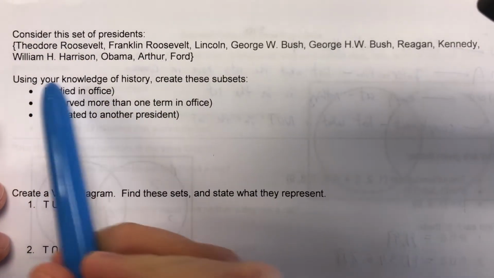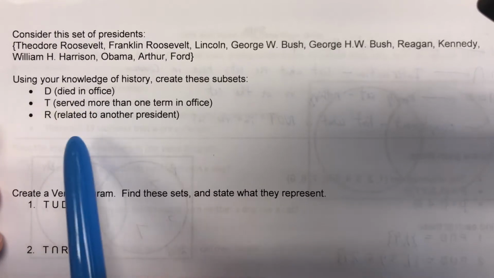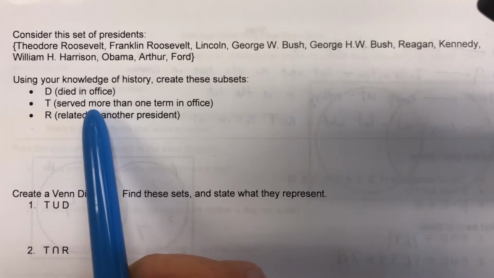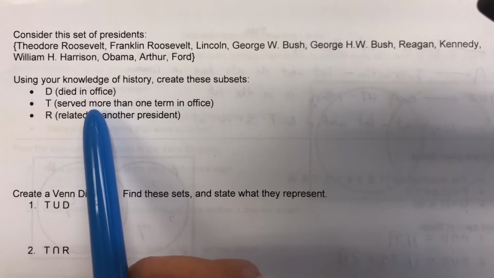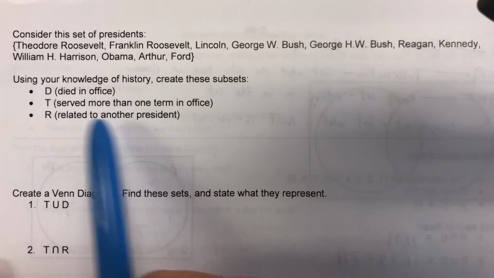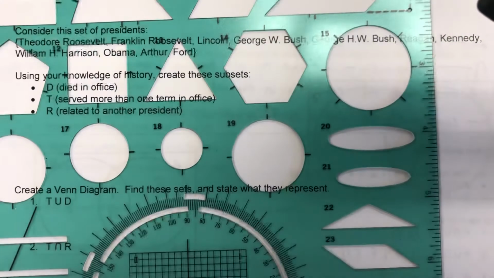And then using your knowledge of history, we're going to create these subsets. Those that died in office, those that served more than one term in office, even part of another term, like Lincoln, for example, elected to a second term and then died shortly into his second term, and then related to another president. So we are going to make 3 circles.